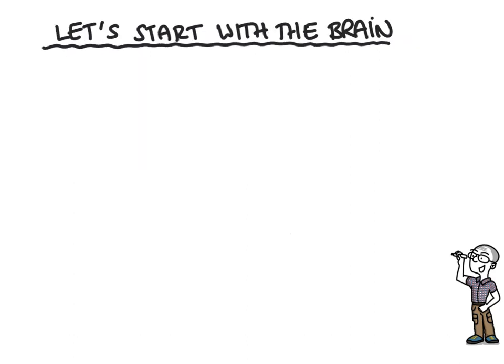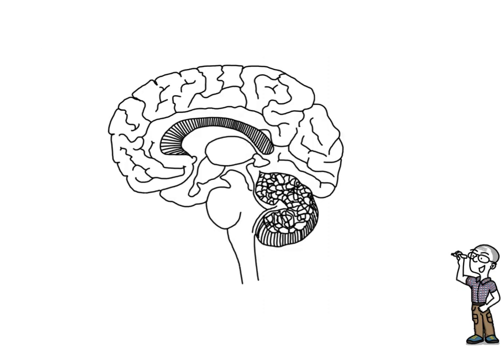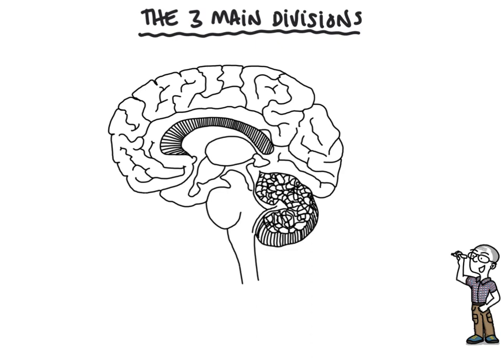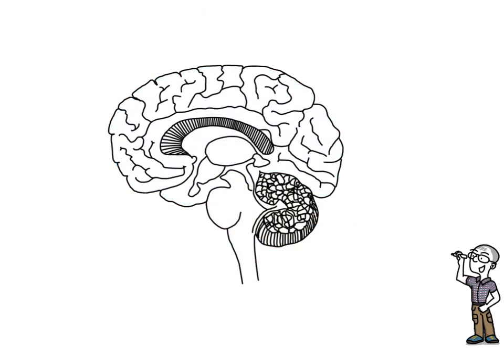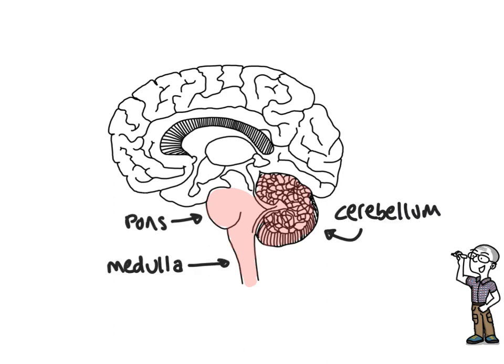So considering the central nervous system, let's look in more detail at the brain. Structurally and functionally, we tend to split the brain up into three sections: the hindbrain, the midbrain, and the forebrain. These areas develop in sequence, and also evolutionarily, the hindbrain is older than the forebrain, and this will make sense when we consider their functions. The hindbrain, evolutionarily the oldest, includes major structures like the medulla, the pons, and the cerebellum.